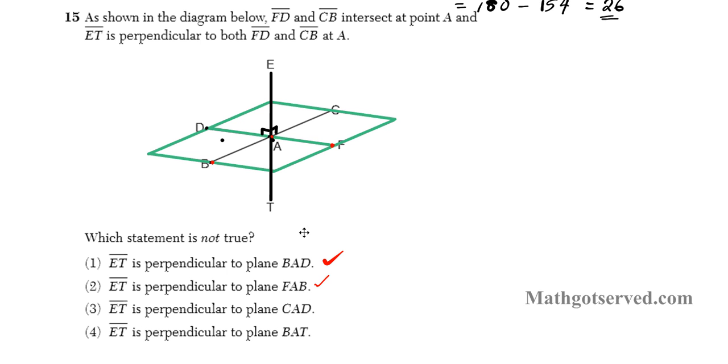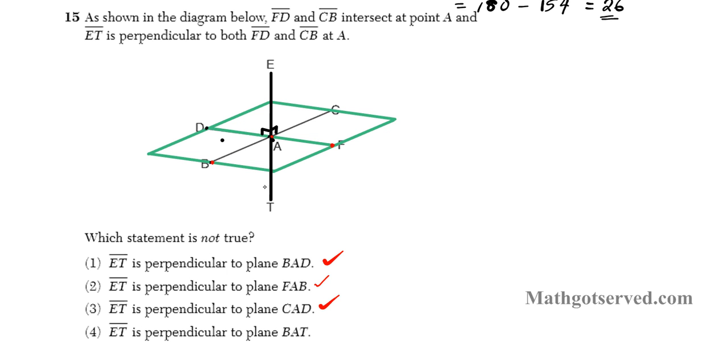And then ET is perpendicular to CAD. These 3 points define the same plane. We're still talking about the same plane here. So this line has to be perpendicular to these 3 points, because they define the same plane that has 2 lines that are perpendicular to this line right here. So that's excellent also. ET is perpendicular to plane BAT.